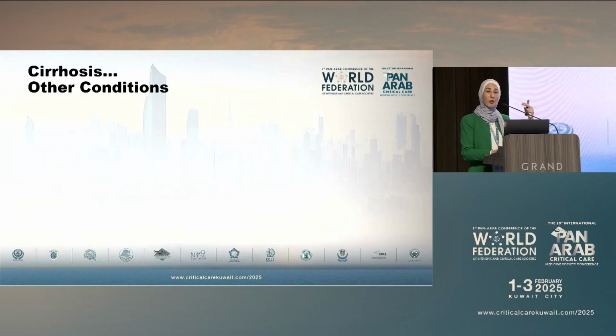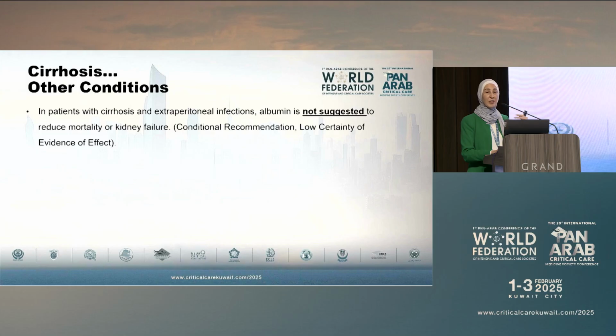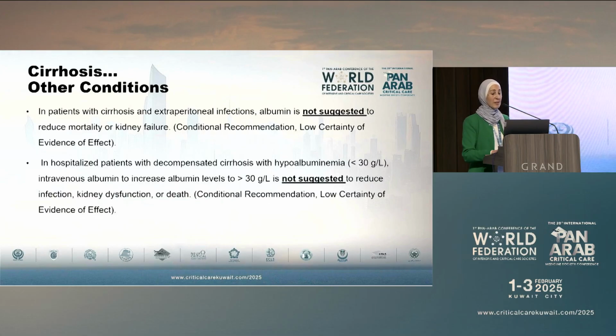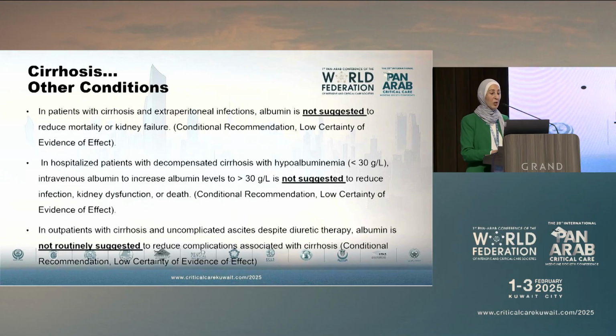There are a lot of other conditions in patients with cirrhosis, and for those, albumin was not recommended. They listed cirrhosis with extraperitoneal infections, where albumin is not suggested. They also mentioned decompensated cirrhosis with hypoalbuminemia, where albumin is not routinely recommended, and also cirrhosis with uncomplicated ascites, where albumin would not be recommended.